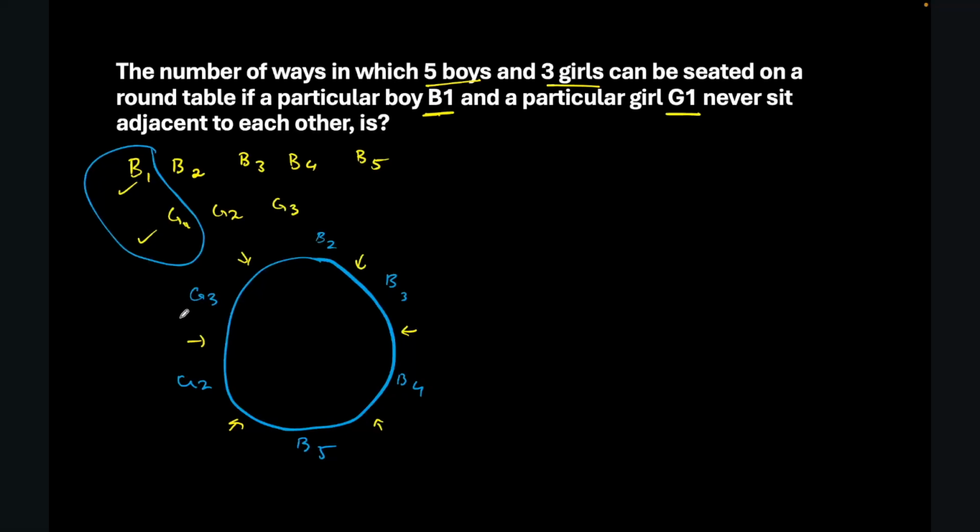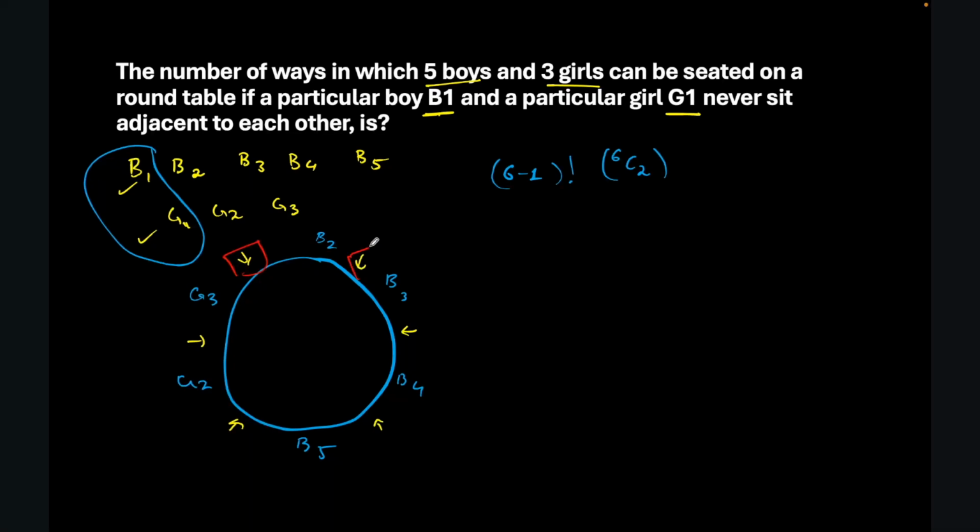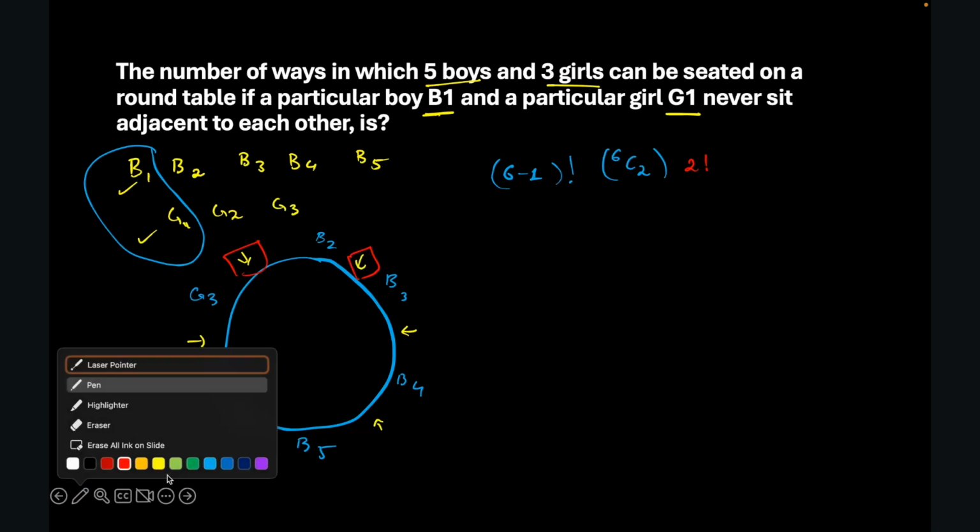So how many ways can all the people in blue be arranged? Well, that's 1, 2, 3, 4, 5, 6, so 6 minus 1 factorial ways. And there are 6 slots and there are 2 people, so 6C2 ways. And let's say I fix these two slots. How many ways can they be arranged? Well, that's 2 factorial ways, because it's a linear arrangement now. It doesn't matter. Again, super simple question.